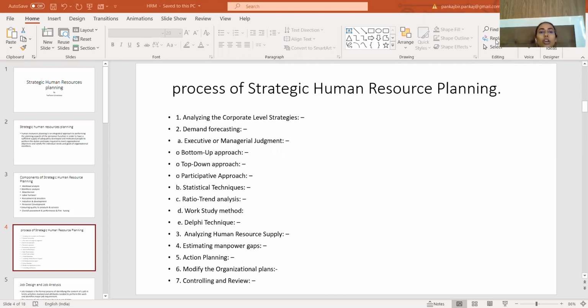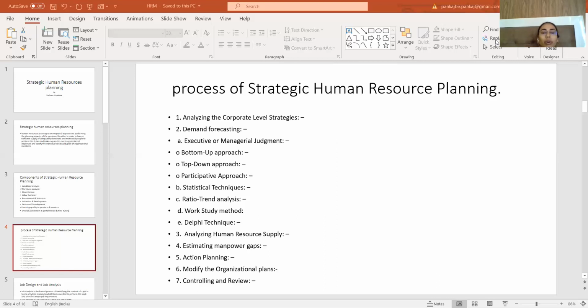First step is to analyze the corporate level strategy. So first of all, strategic human resource planning should start with analyzing corporate level strategies, with inclusion of expansion, diversification, merger, acquisition, or reduction in operations, and technology to be used, method of production. So these all are included in corporate level strategy. So first we need to analyze corporate level strategy.